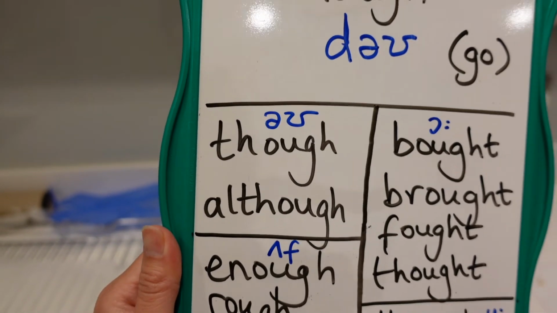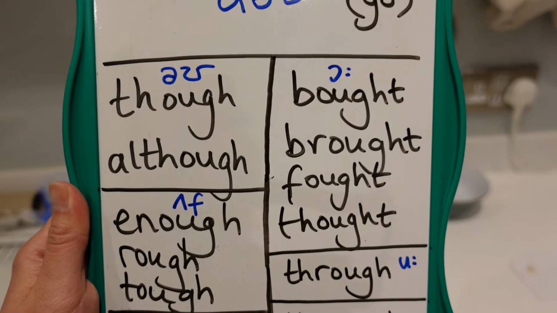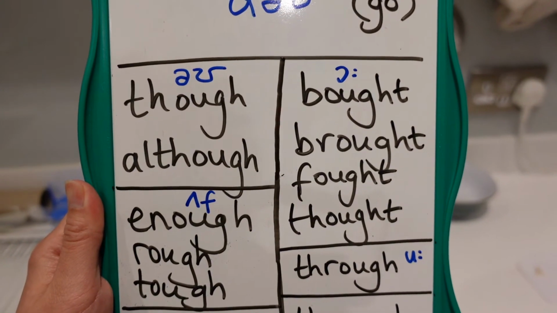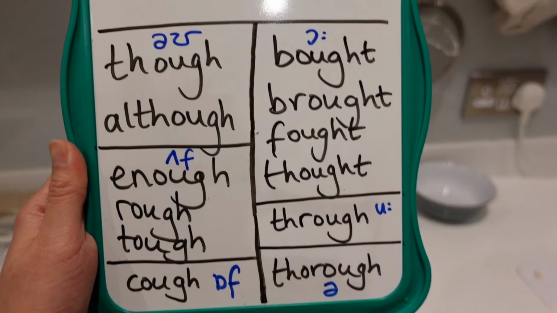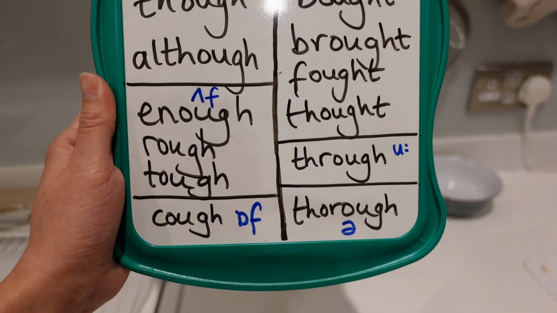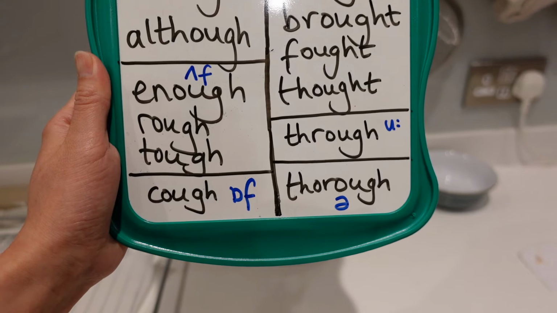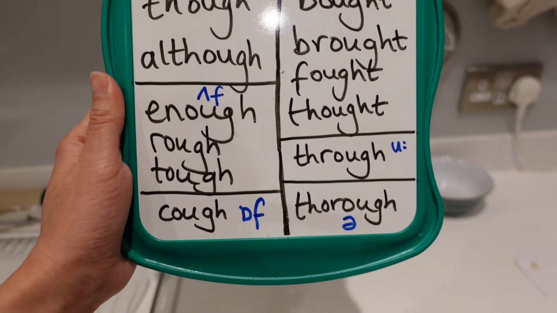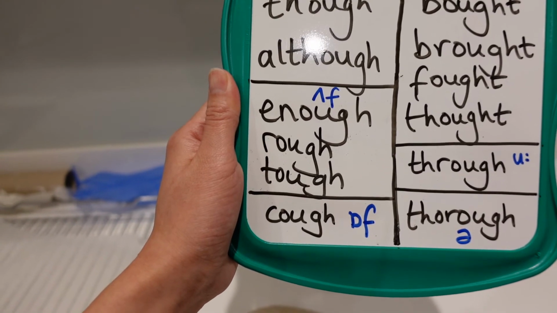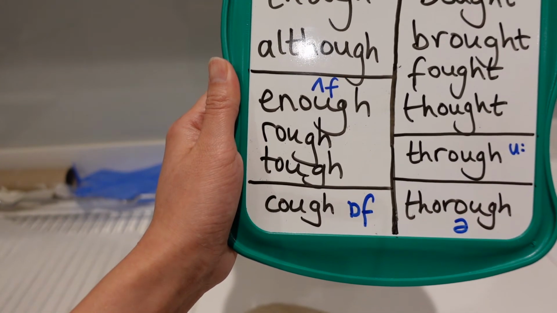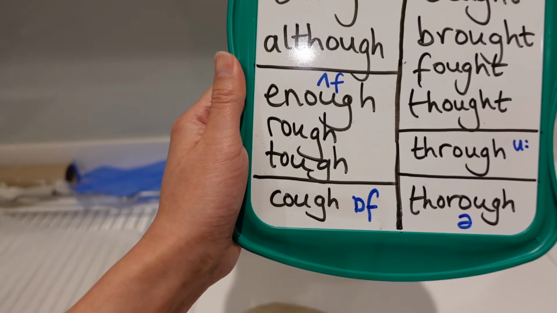So we also have other pronunciations, like the or sound in bought, brought, fought, thought. We have the oo sound in through, and the schwa in the sound thorough. We also have words where the GH sounds like an F, like enough, rough, tough, and cough.